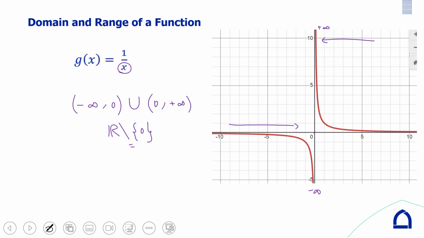What about the range? This is the domain. What about the range? The range will also be from minus infinity to positive infinity, except the function at 0, because it is not defined.